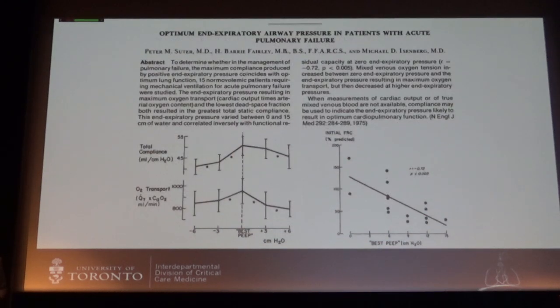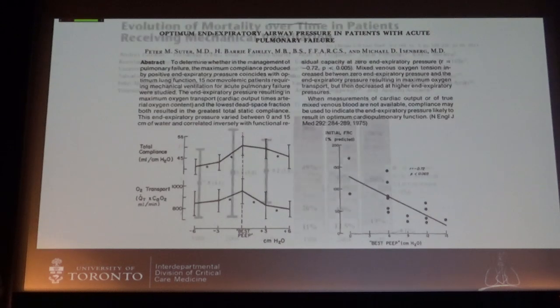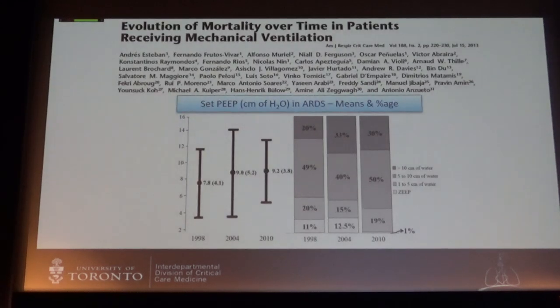From then we moved on, and this classic paper from Peter Suter and Barry Fairley talked about optimal PEEP, and we continue to debate what is the right level of PEEP today. Here they were focused on the PEEP that provided the best oxygenation and the best compliance of the respiratory system while still preserving cardiac output. So what do we do in usual practice?